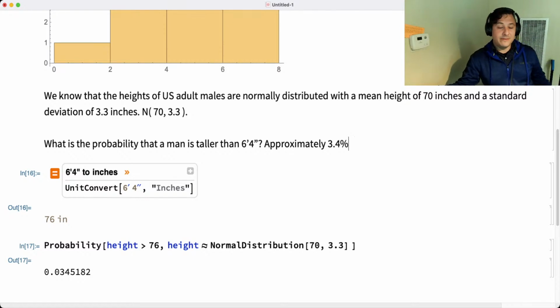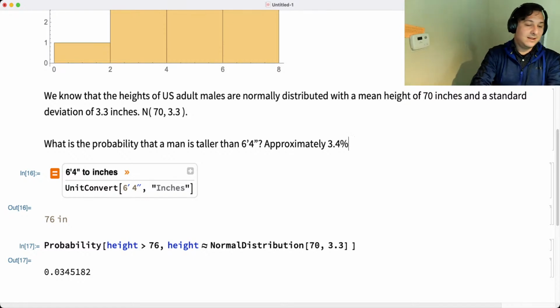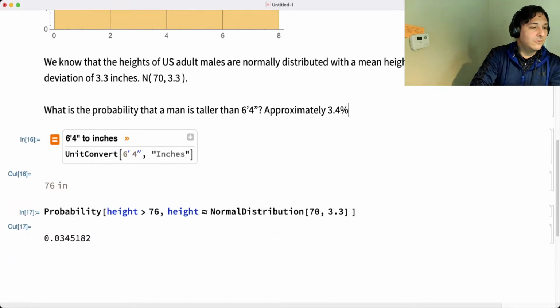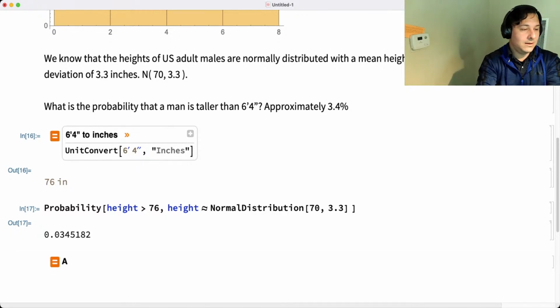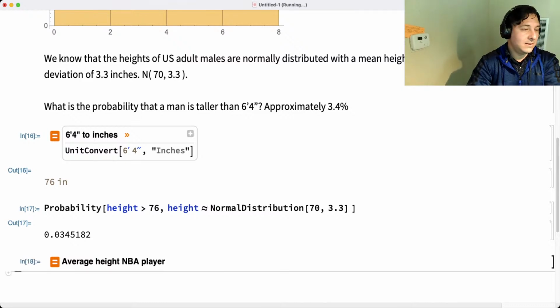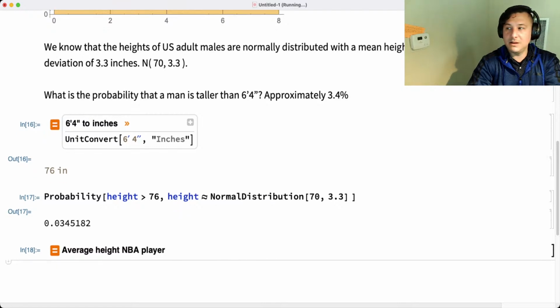Does anyone know what the average height is in the NBA? Can someone Google that for us? What's the height of an average NBA player? Let's see if Wolfram can tell us. Yeah, actually, we could go in there and look it up, but it's easier if we just ask: average height NBA player. See if we can find it.